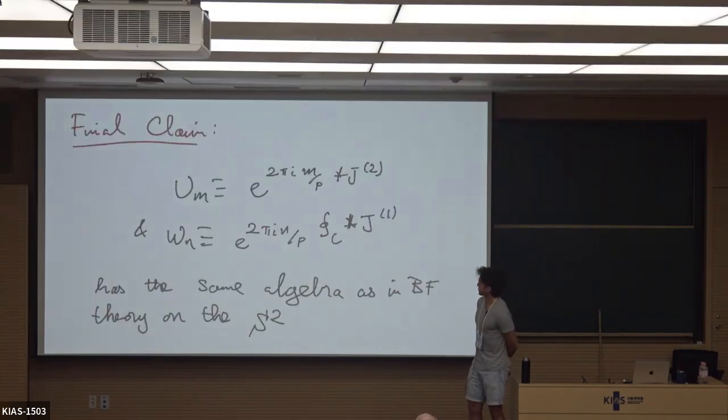Okay, so the claim is that I can build topological operators by exponentiating these currents. Just like before, I have star J2, and I multiply by 2 pi i m over p, and this is how I build the operator UM. And with the one form, I integrate it over a curve, and I need to multiply by 2 pi i n over p. And these are well-defined topological operators. And they have the same algebra as the algebra I showed you for the BF theory.